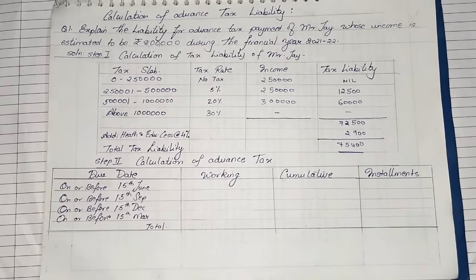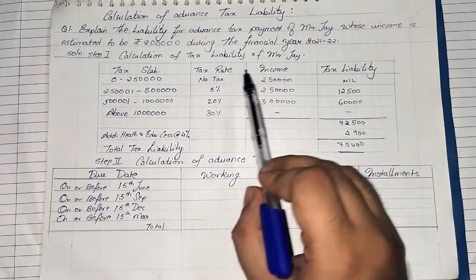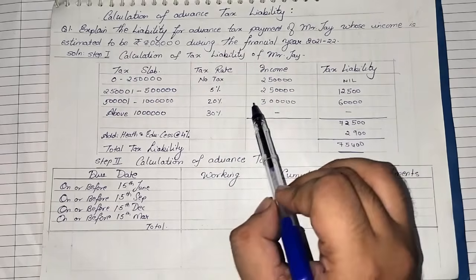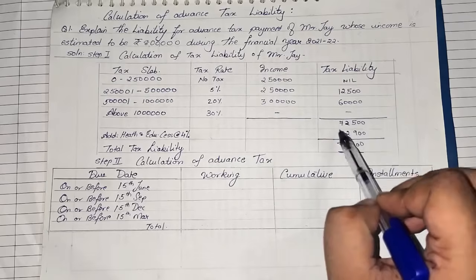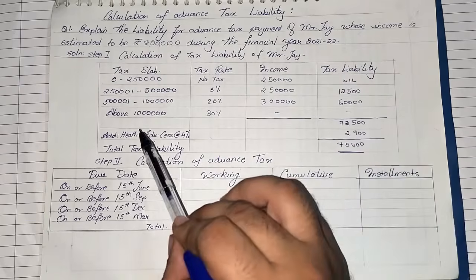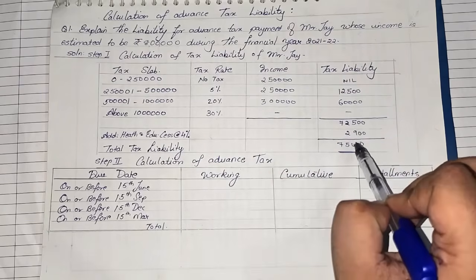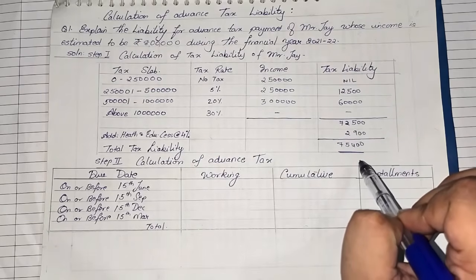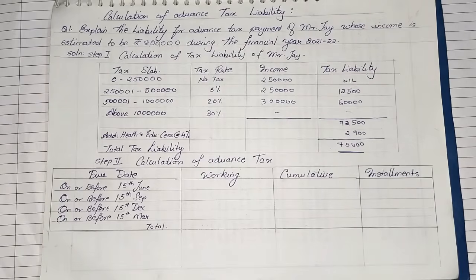So Mr. J's tax liability comes up to 75,400. Very simple. First you need to break the income, multiply with the rate, get the tax liability, add it up. Whatever gross total you get, add 4% education and health cess, and you will get your total tax liability. Now that's step number 1, get the tax liability.